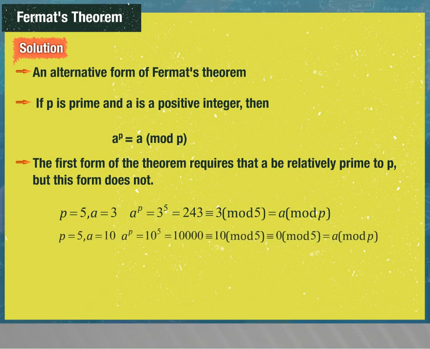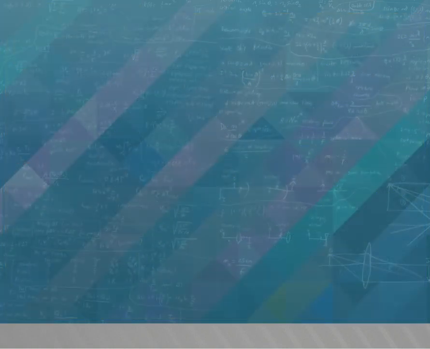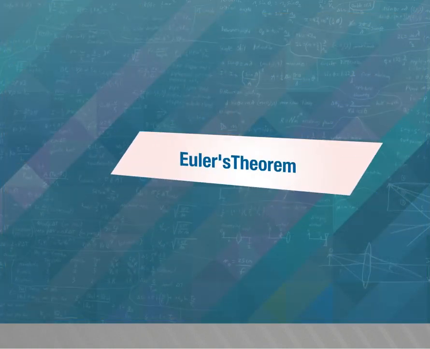P is equal to 5, a is equal to 10, a power p is equal to 10 power 5, which is equal to 100,000, which is congruent to 10 mod 5, which is congruent to 0 mod 5, which is equal to a mod p. Euler's theorem.